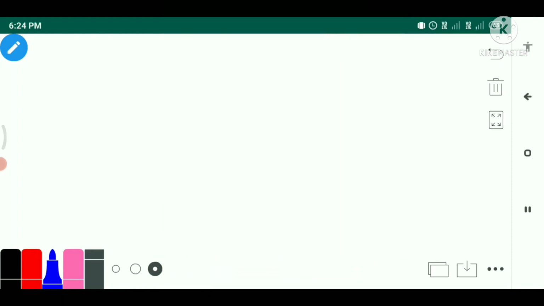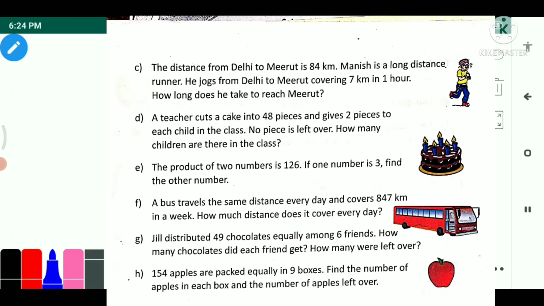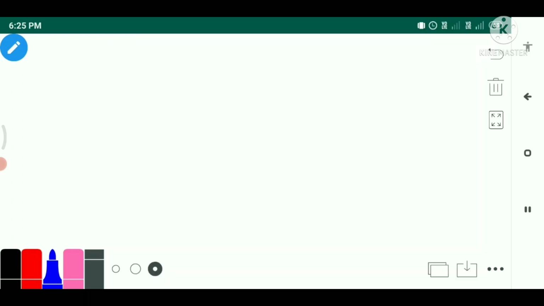Now see D part. A teacher cuts a cake into 48 pieces and gives 2 pieces to each child in the class. No piece is left over. How many children are there in the class? So total number of pieces are what? 48. And the teacher gives 2 pieces to each child. So we have to find how many children are there. So if I divide 48 by 2, I will get the number of students.